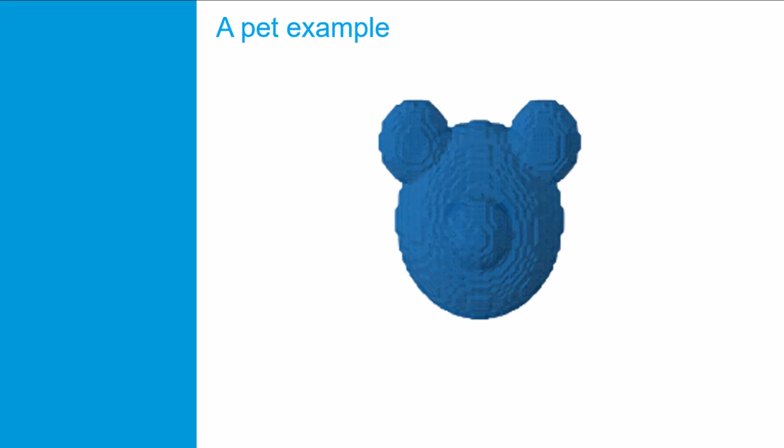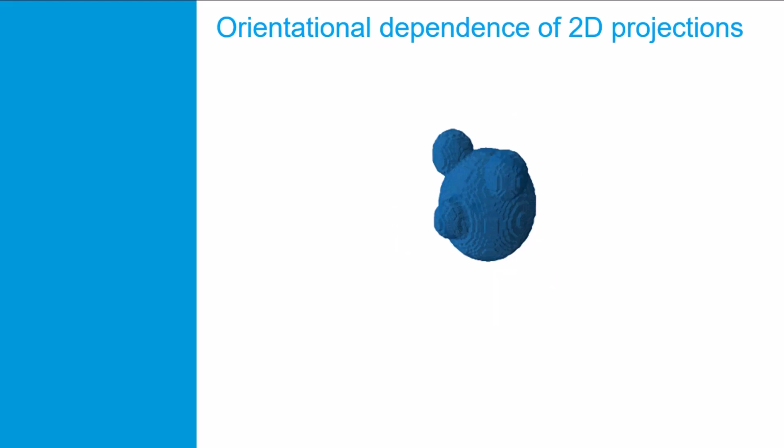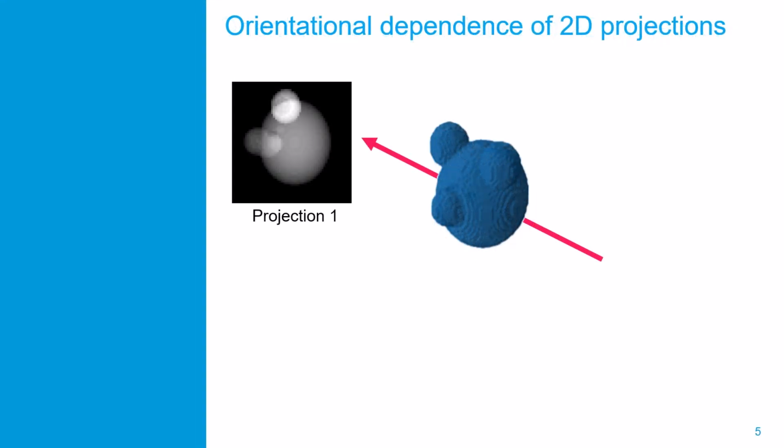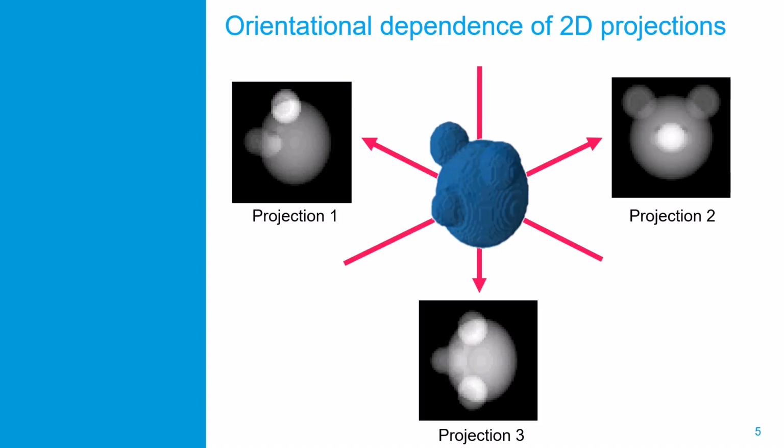Let's start with a pet example and look at a teddy bear face. If we're looking at this teddy bear face from different orientations, meaning we are orienting the teddy bear face at different angles relative to the incident radiation, for each of these different orientations we will obtain a unique projection image. You can see that in this example. So that means that if we can work out the relative orientation of these projection images, we can probably also do the inverse of that operation.